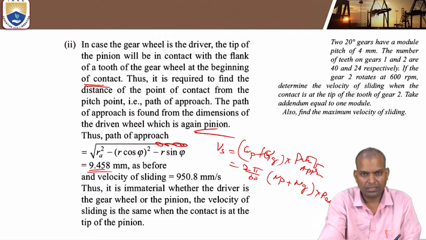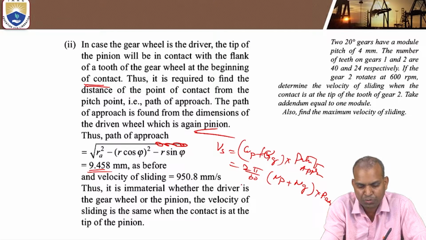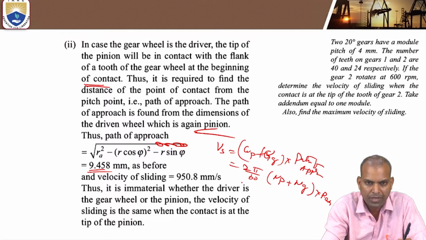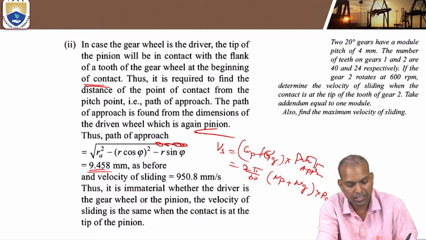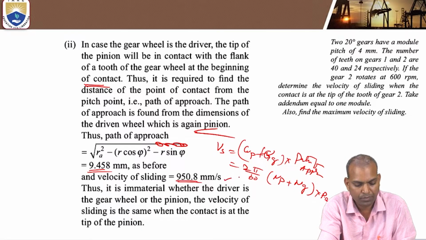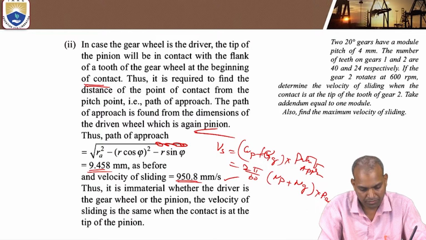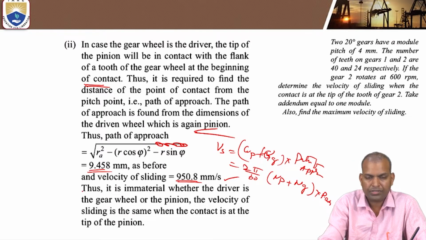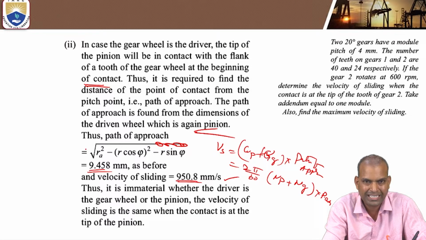Substitute over here the values of speed of pinion and speed of the gear and the value of path of approach, that is 9.458 millimeters. Then we can observe the value of velocity of sliding, that is 950.8 millimeters per second. One thing we can understand is that both values of velocity of sliding are the same.